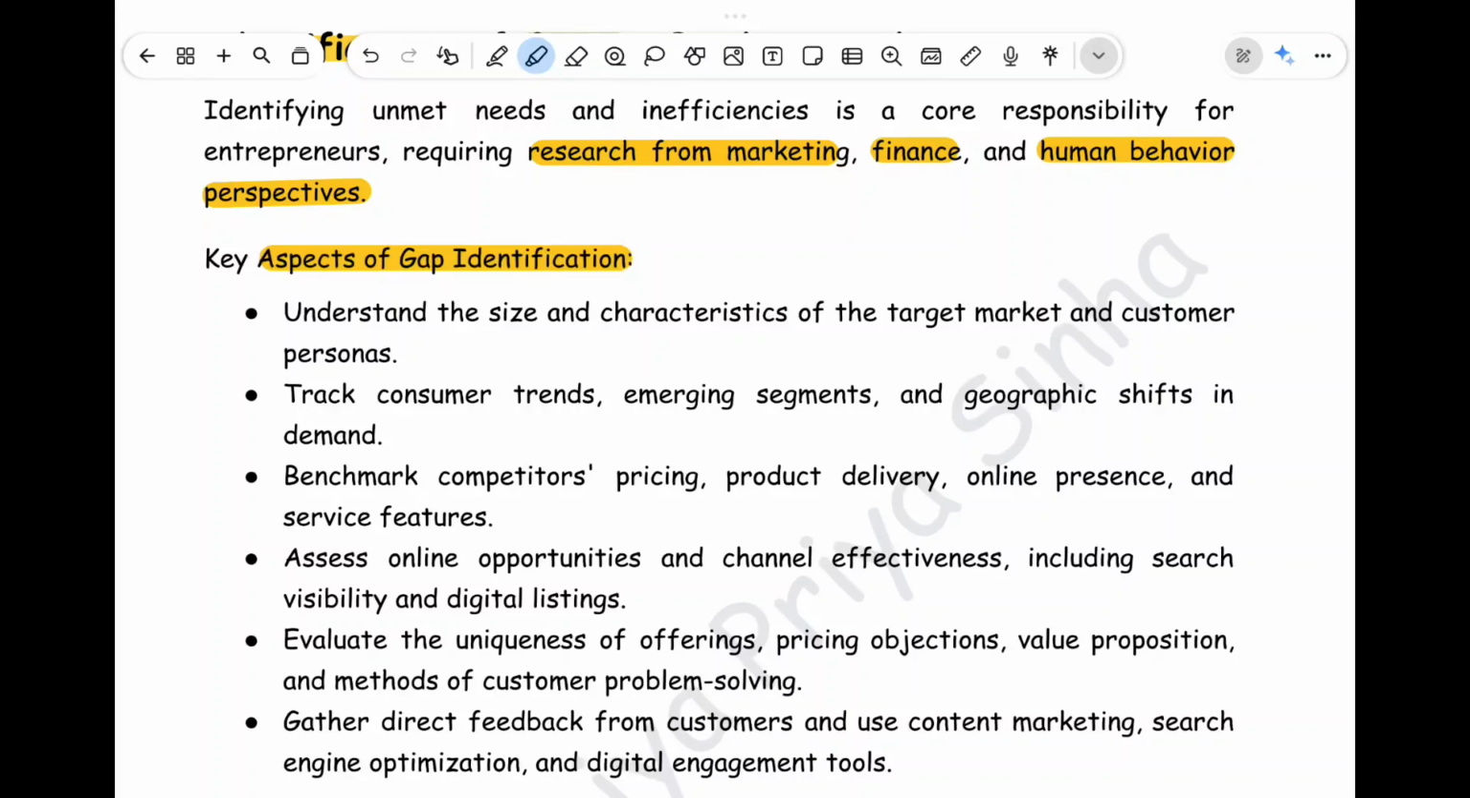First is understand the size and characteristics of the target market and customer. Second is track consumer trend, emerging segment, and geographic shift in that demand. So these are the aspects of the gap identification. So we need to identify the gap. So what are the steps that we need to focus on? First is understand the size and characteristics of the target market. Second is track customer trend, emerging segment, and geographic shift in such a demand.